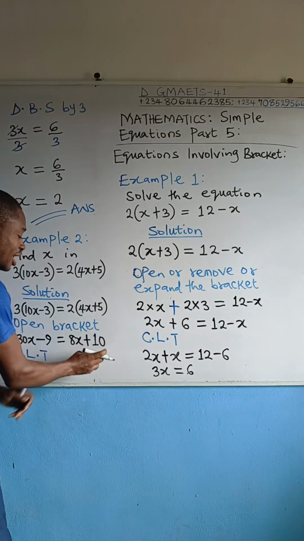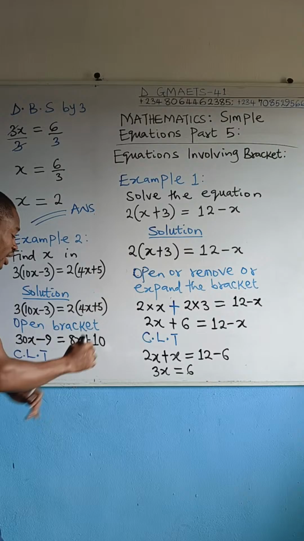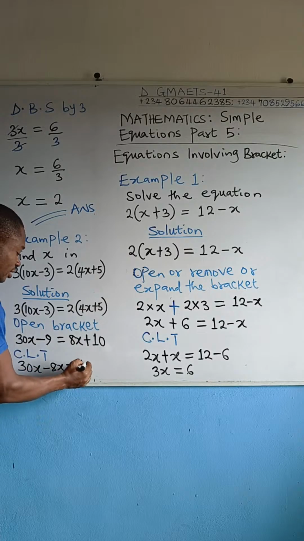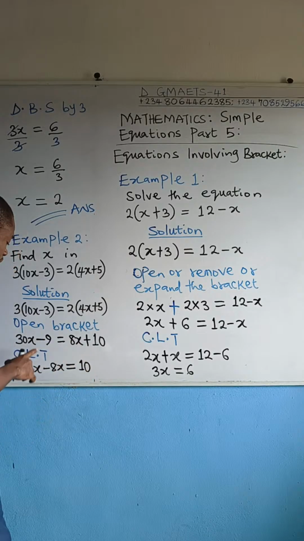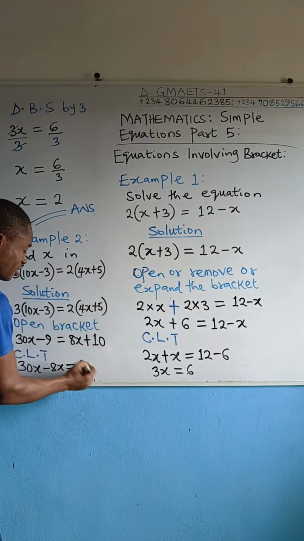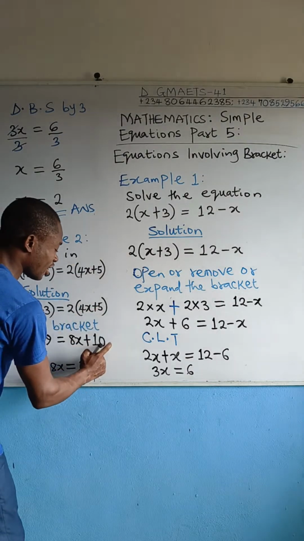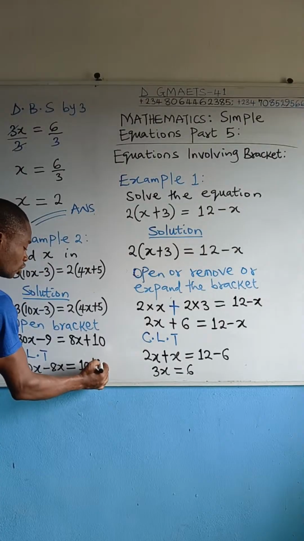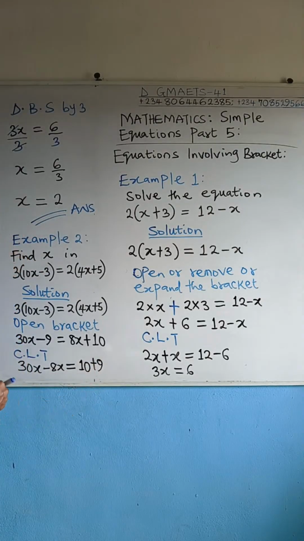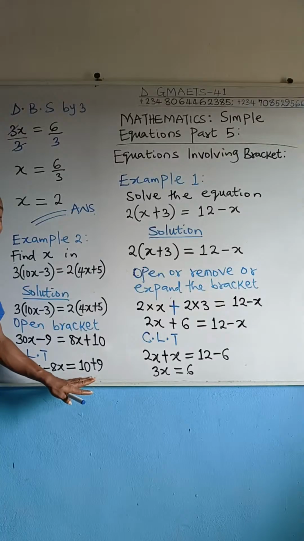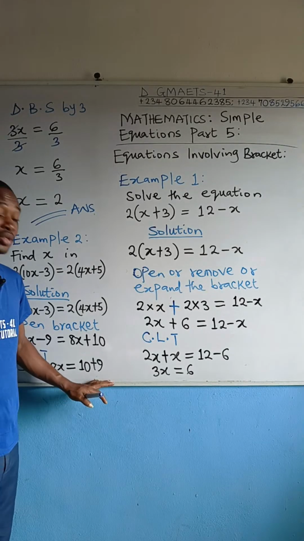Go to the right-hand side. The pure number that is on the right-hand side already is 10. So I'll write my 10 there. Minus 9 will cross. If minus 9 crosses the equal to sign and comes to the right, it will change to plus 9. We now have to simplify 30x minus 8x and simplify 10 plus 9.